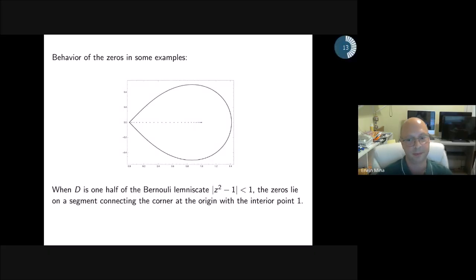And one more example, if you look at the so-called Bernoulli-Leibniz case, it is a curve that looks like an infinity sign. If you look at half of it, that curve is going to look like this, and it's going to have only one corner, which is a very interesting case because you only have one corner here. So what happens? Well, the zeros are going to lie on the segment that joins the single corner with some point inside. This point in this case is 1.